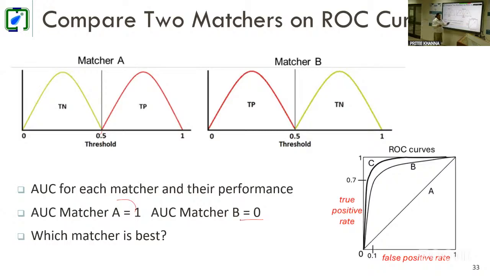Now let us say if I'm getting these sort of ROC curves, let us say this is for 1, 2 and 3. Which is better, A, B or C? C is the best, right?